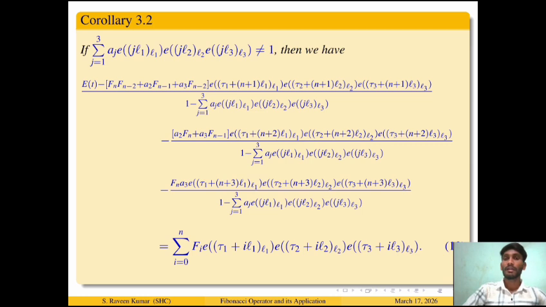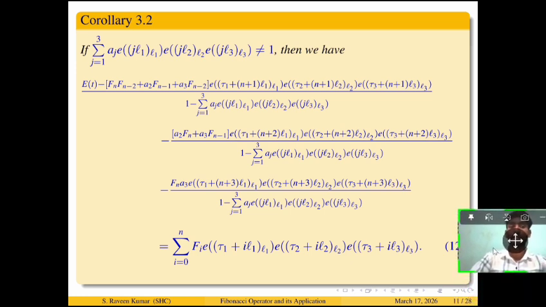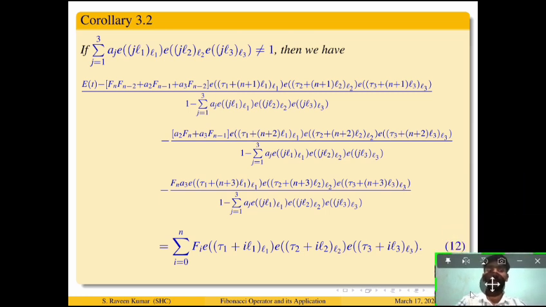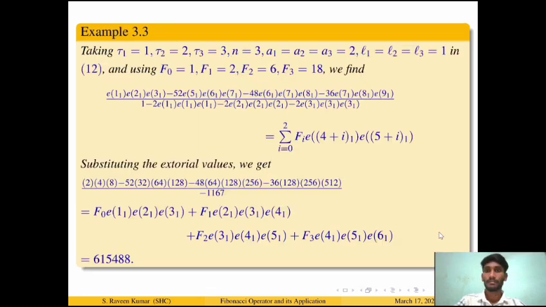Corollary: if summation j equal 1 to 3 aj e of j into L, e of j into L2, e of j into L3 not equal to 1, then we have equation 12. Example: taking tau 1 is equal to 1, tau 2 is equal to 2, tau 3 is equal to 3, n equal to 3, a1, a2, a3 equal to 2, L1, L2, L3 equal to 1. In equation 12, we get 615488.